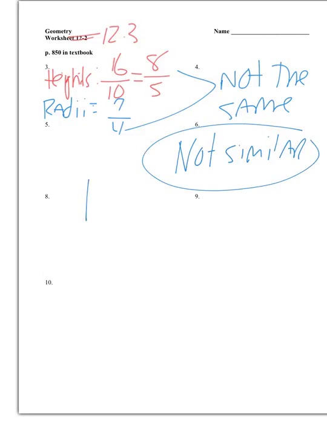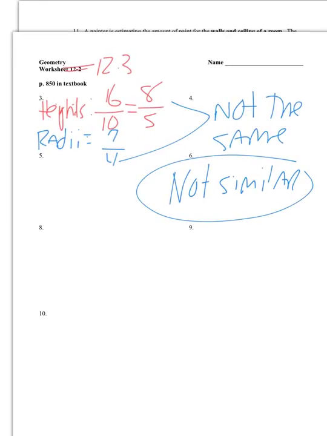Let's look at another example. Numbers 3, 4, 5, and 6 are all the same, so you can do those using your notes from Tuesday and the example I just did in number 3. Let's go down to number 8. I'll circle it. This is the one we're going to work on.